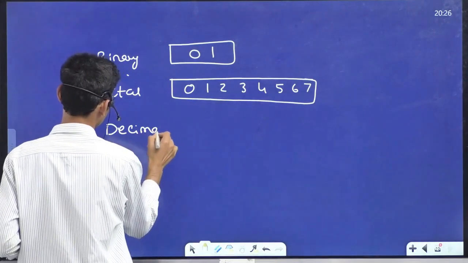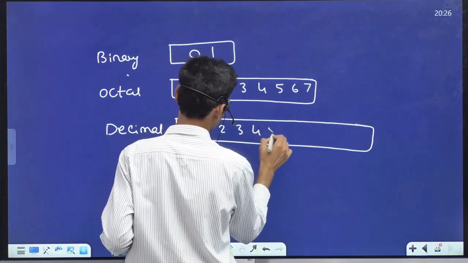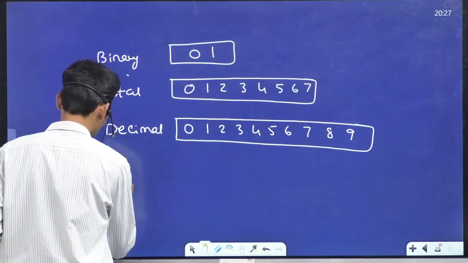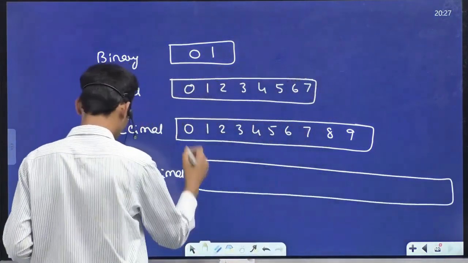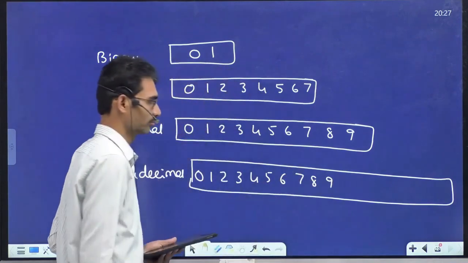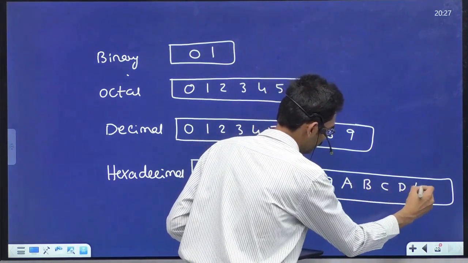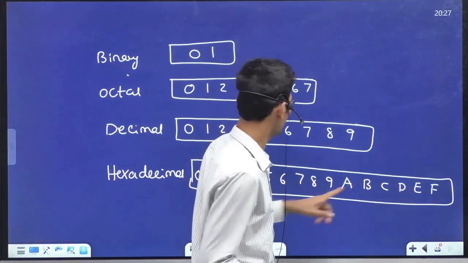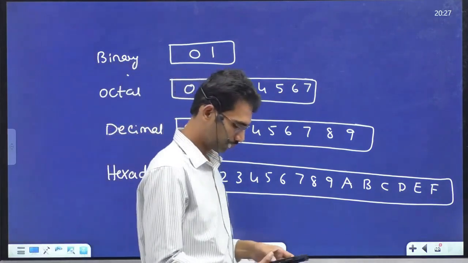Then the decimal system. The available numbers are 0, 1, 2, 3, 4, 5, 6, 7, 8, 9. 9 only. When it comes to hexadecimal, 0, 1, 2, 3, 4, 5, 6, 7, 8, 9, up to 9 that is 10 digits, then 6 more came, A, B, C, D, E, F. These are the available individual digits: this is hexadecimal, this is decimal, this is octal, this is binary.